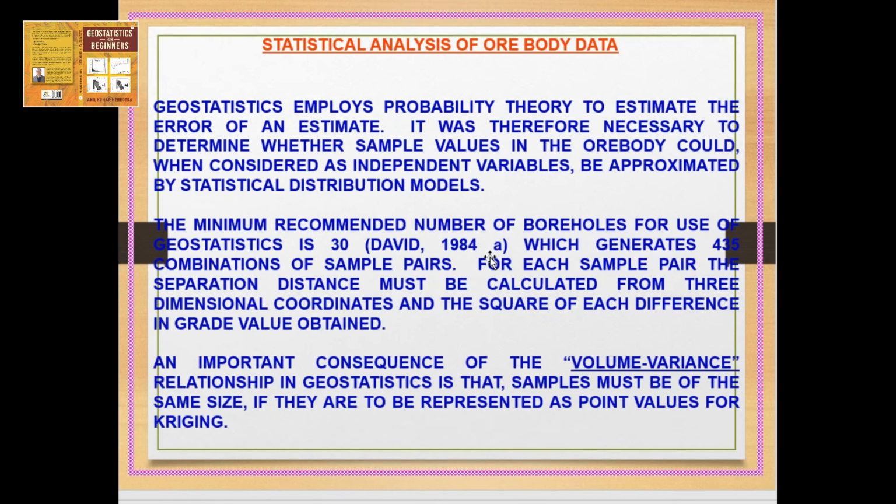Now we can see an example. If you see this example, it shows very clearly the volume variance relationship. If there is only one sample, which has the grade of 2%, then the mean is 2%, and the variance of this one value of the whole deposit is 0, because there is only one value and the variance of the value to itself is 0. Now comes blocks within deposit. S square is V by V.